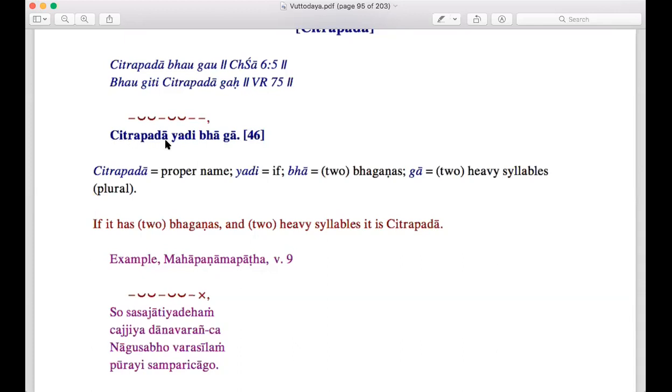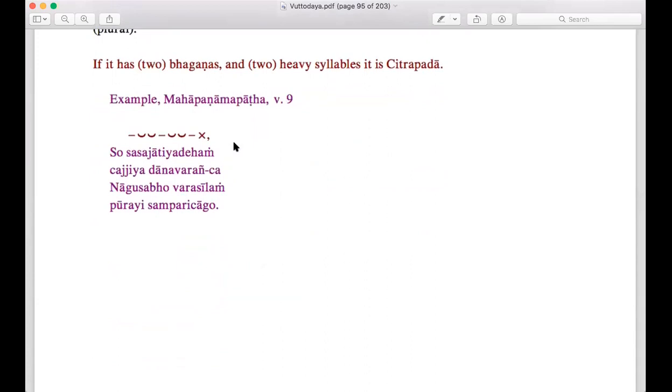Heavy, light, light. And da, ya, di is also bhagana, heavy, light, light. So there are 2 bhaganas. Bha is garu, ga is garu. 2 bhaganas and 2 garus are there. So this is the Chitrapada verse. There is an example for Mahapanama Patha.